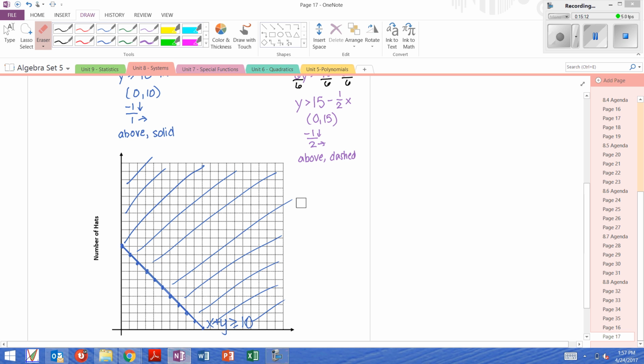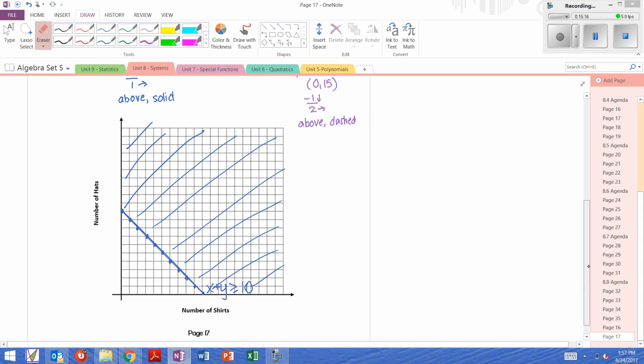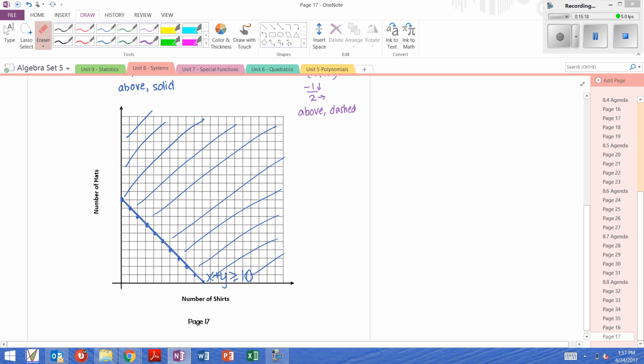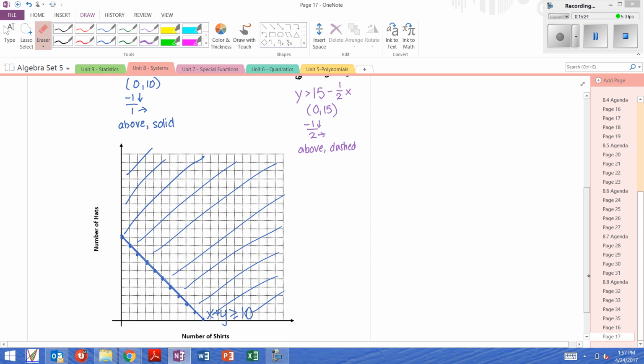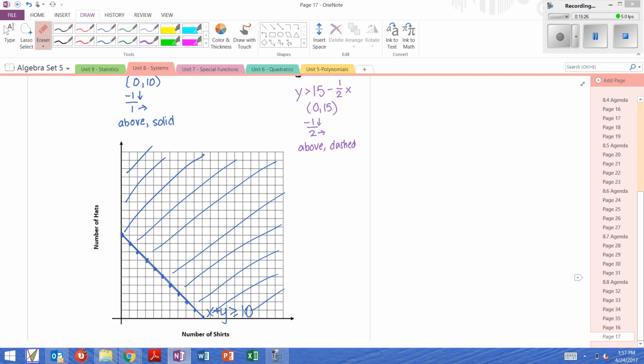All right, so here we have our blue inequality of x plus y is greater than or equal to 10. And notice how I shaded all above the line, and it was a solid line. Let me just double check. Yep, it was a solid line. So we are all set. Let's do the same exact thing for our purple inequality.